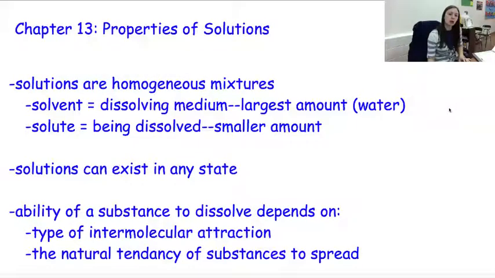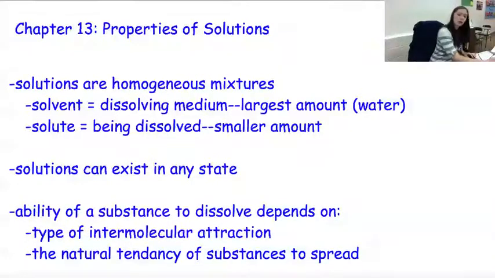All right, chapter 13 is all about the properties of solutions. So here we're going to start off and look at exactly remembering what solutions are. Solutions are homogeneous mixtures. Your solvent is the dissolving medium, meaning it's the largest amount, usually water, and your solute is the thing being dissolved, the thing in smaller amount, usually the solid, like salt or calcium chloride or whatever.